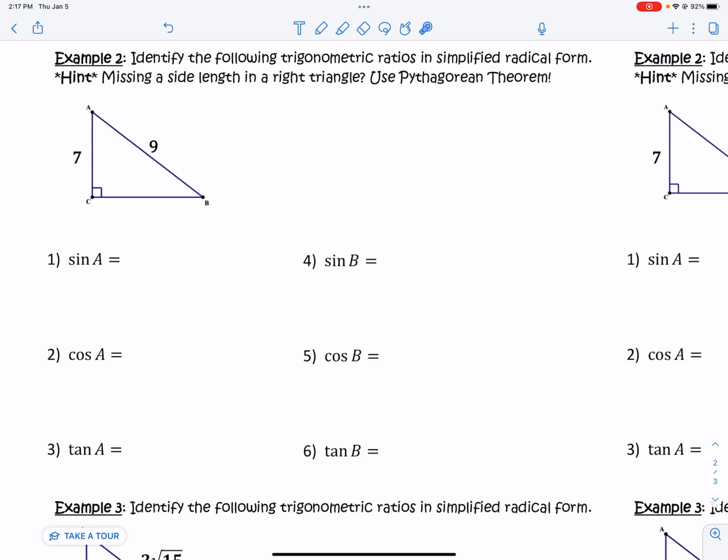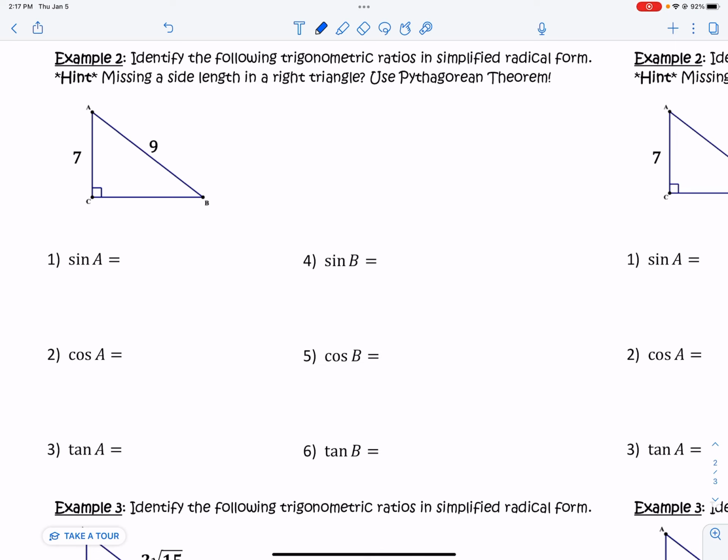All right, moving on to example 2 and example 3. I'm not really going to do much. I am going to maybe get you started. Let's start off with example 2. Identify the following trig ratios in simplified radical form. Hint, find a missing side length in a right triangle, use Pythagorean theorem.